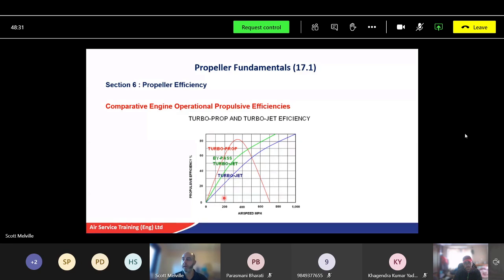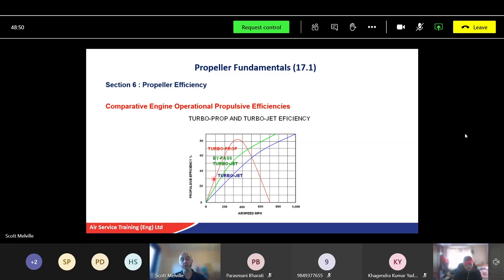The propeller at low speed is about 60% efficient at 200 miles an hour. We get to about 400 miles an hour and it's now starting to drop off though. We can get, what's that, about 350 miles an hour, and it's approximately 80% efficient. Compare that to a jet engine, which is only about 40% efficient.